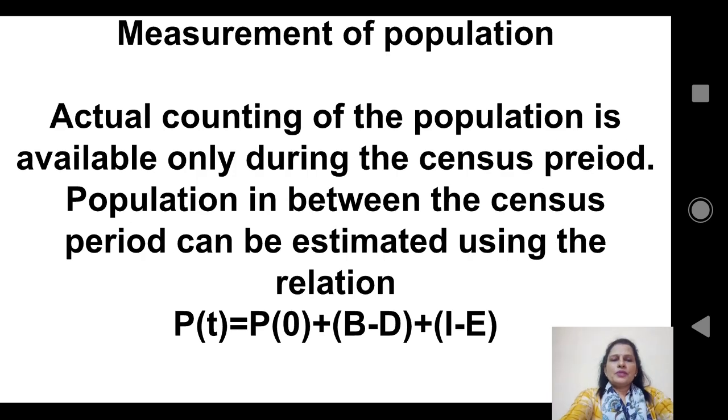Okay, now we shall concentrate on how to measure the population. As you all know, actual counting or enumeration of the population is done only during the census period, and if we need to find the population in between the census period, we have to estimate it. And the formula that we are using to estimate the population at time t is P of t is equal to P of 0 plus B minus D plus I minus E.